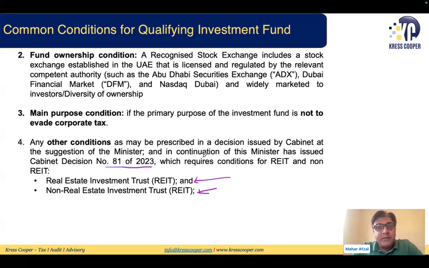The fund should be registered on a recognized stock exchange, or be widely distributed among the investors. The main purpose is not to avoid the tax. And the fourth condition has been implemented under Cabinet Decision 81 of 2023. We can classify these conditions into real estate investment trust and non-real estate investment trust. In the non-real estate investment trust, all other funds will be covered.